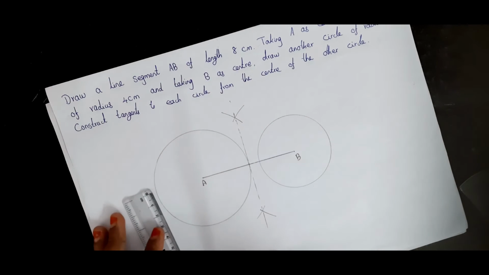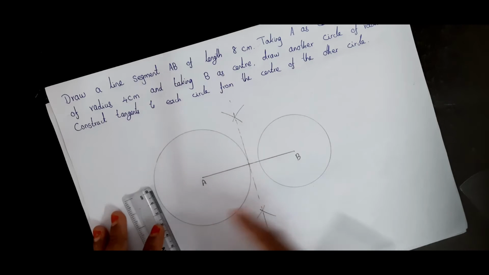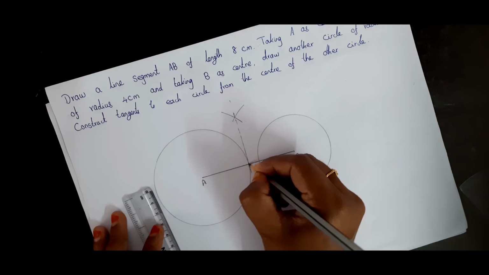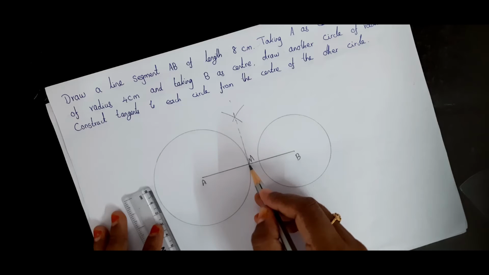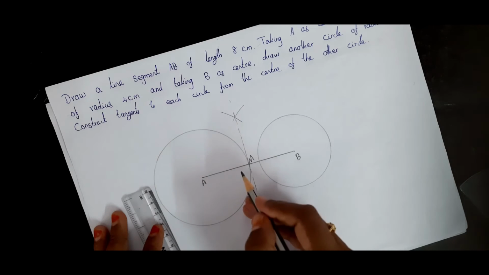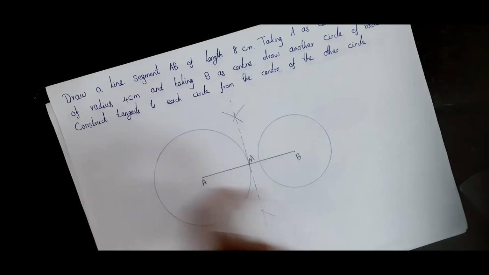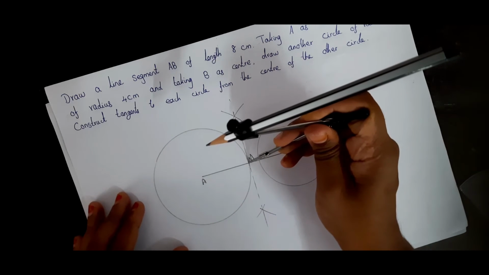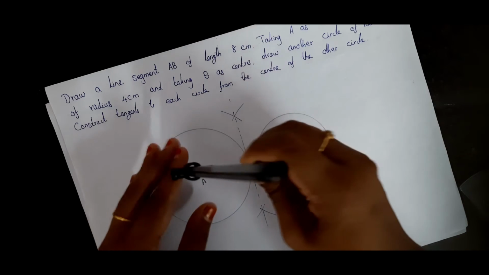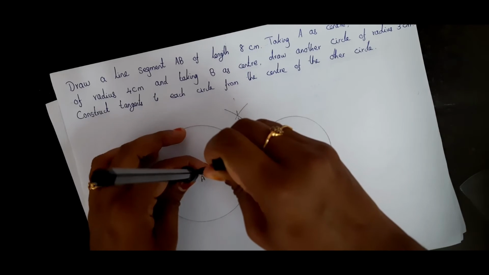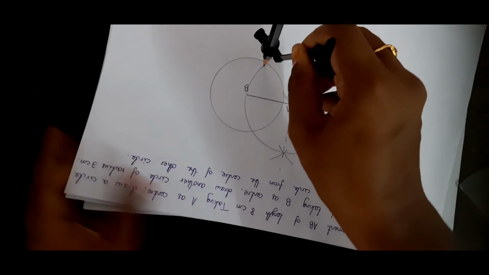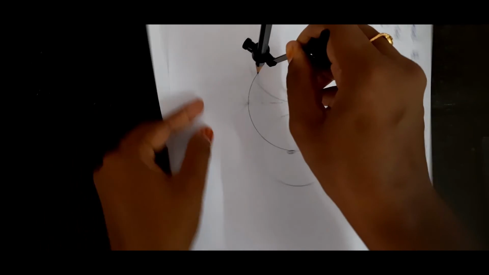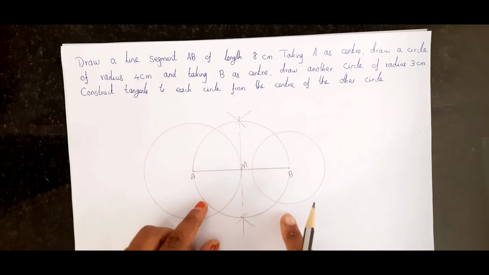Okay, I have drawn a perpendicular bisector where it intersects AB. That point I am taking as M. Now M is the center, MA is the radius or MB is the radius. We have to draw another circle, right? It will exactly pass through B also, right? Yes. We completed the circle.